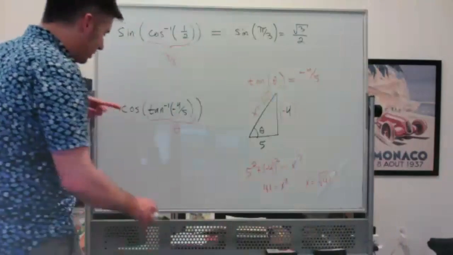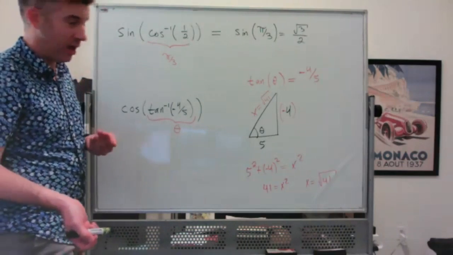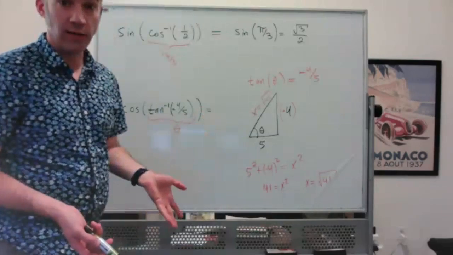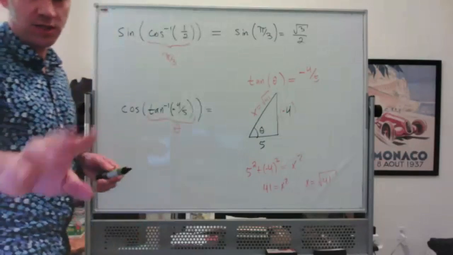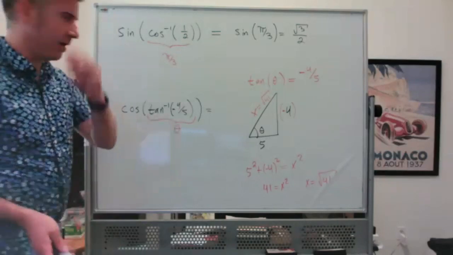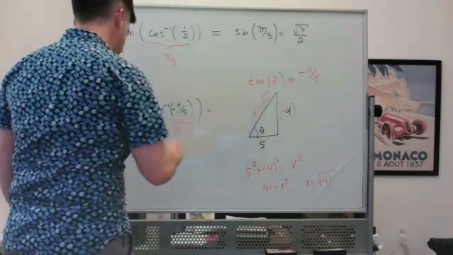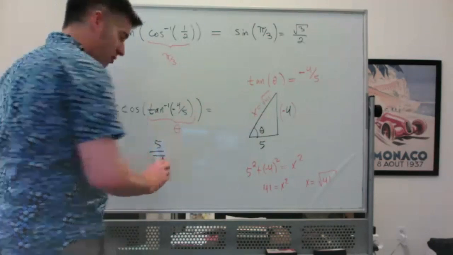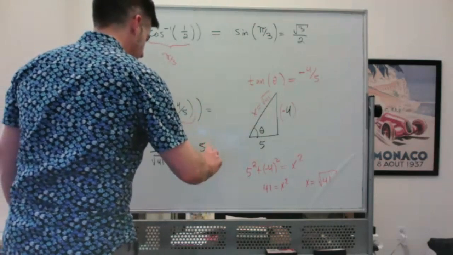So what is cosine of this angle? Well, we know that cosine is the adjacent over the hypotenuse. So cosine of this angle is going to be what over what? That's a good question, Faith. I'll address that in just one second. I like your question. But let me figure this out first, and then we'll get there. So cosine of this angle is going to be 5 over the square root of 41. Almost that. And then we're going to rationalize it. 5 root 41.